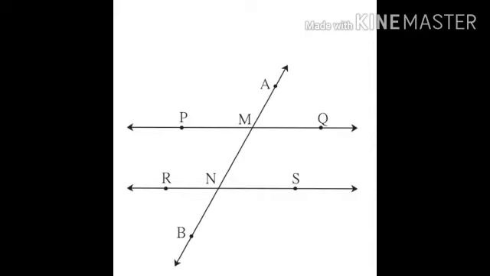Observe the diagram carefully. Angle AMP is congruent to angle MNR. Angle AMQ is congruent to angle MNS. Angle PMN is congruent to angle RNB. This is what we studied, property of corresponding angles.